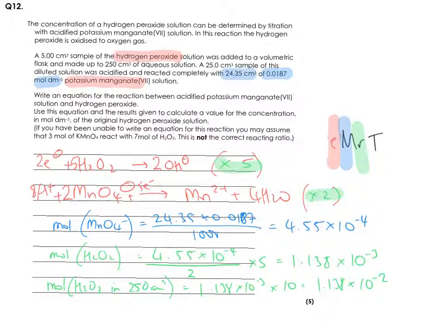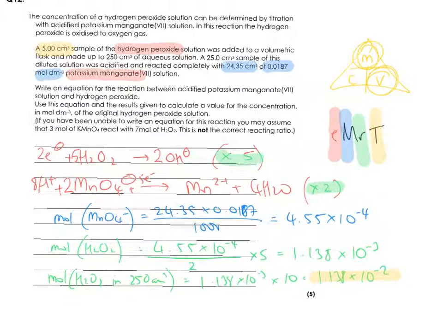Then this is where we just step back and reflect. So what we're actually trying to work out, we're trying to work out the concentration of the original hydrogen peroxide. So our triangle is going to be the one with concentration in, which is moles equals concentration times volume. So we need moles and we need a volume. Well, our volume is right here, 5 centimetres cubed, and our moles is right here. We've just worked it out.